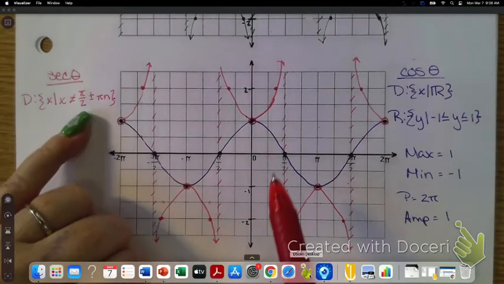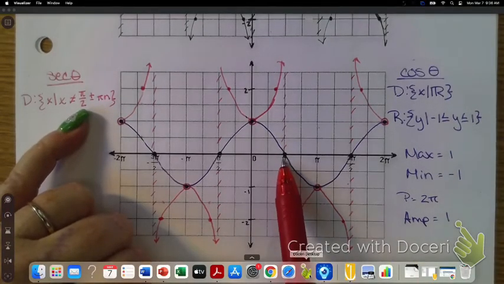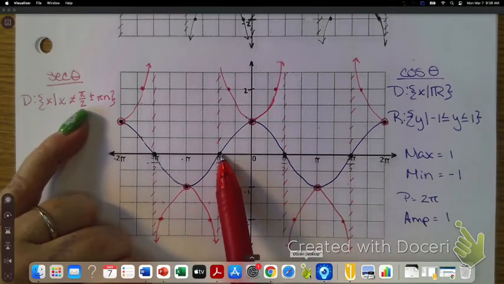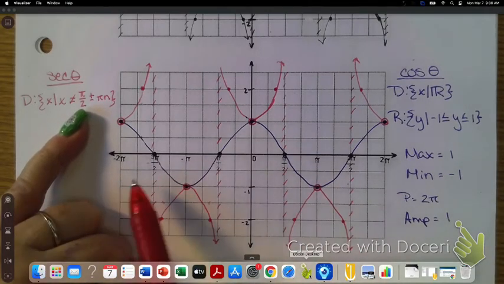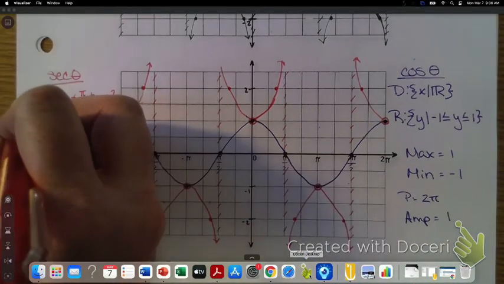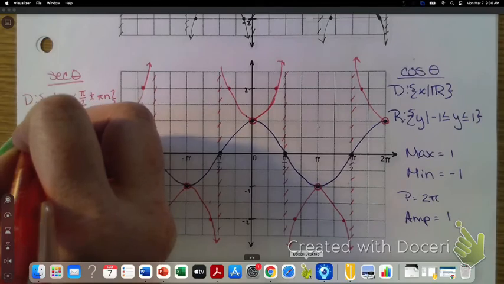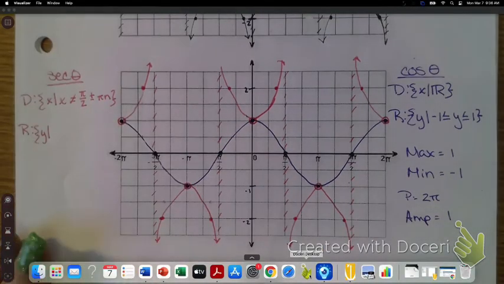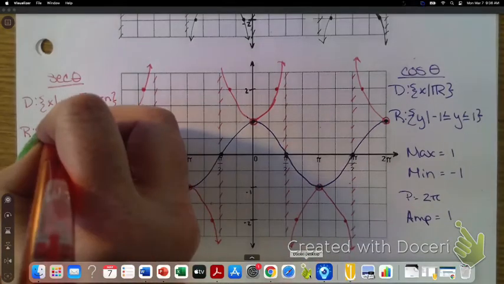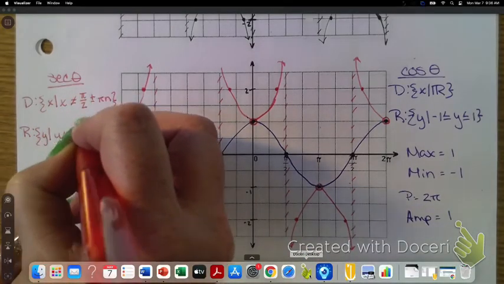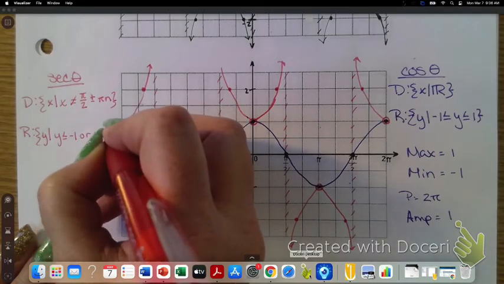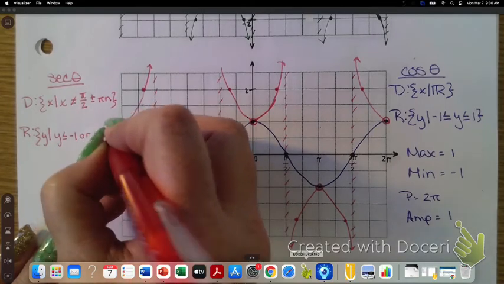So I start at pi over 2, yes? And I either add a pi or subtract a pi, and I'm going to hit every asymptote from there, aren't I? So what is my range? Shouldn't that be the same? Yes, that is the same. The range is the same as cosecant. It's going to be y is less than or equal to negative 1 or y is greater than or equal to 1.